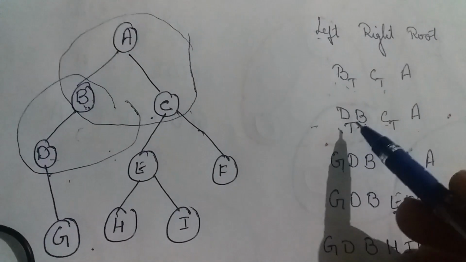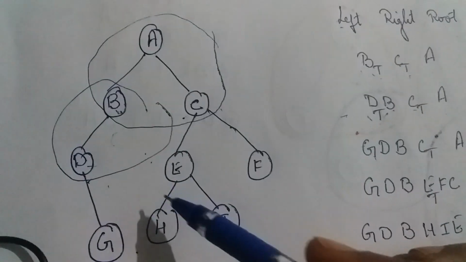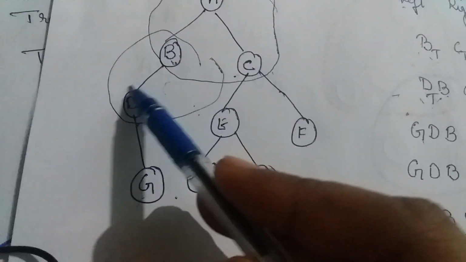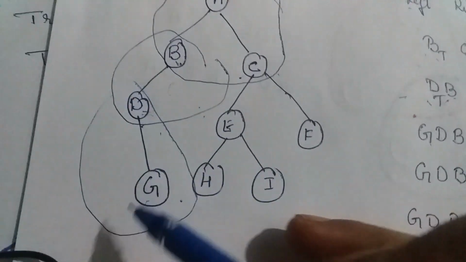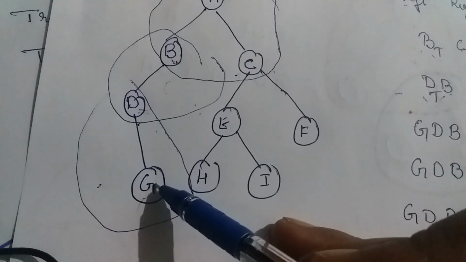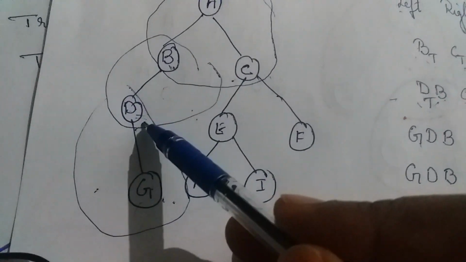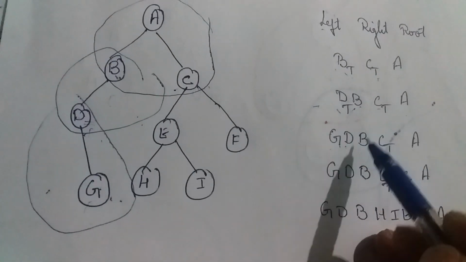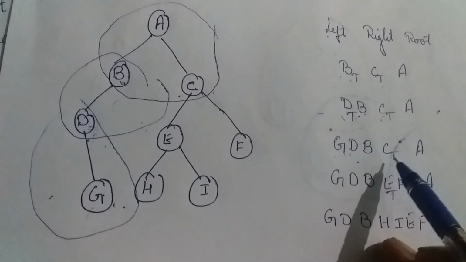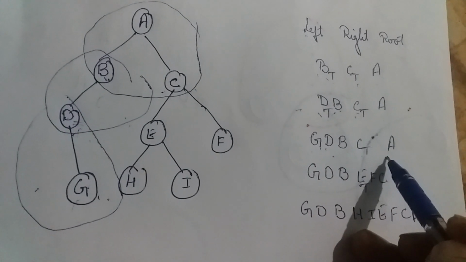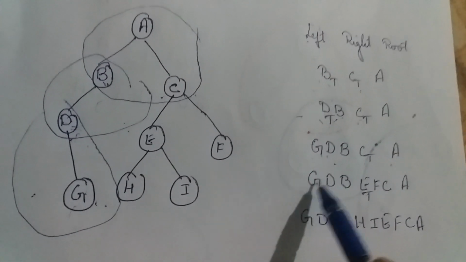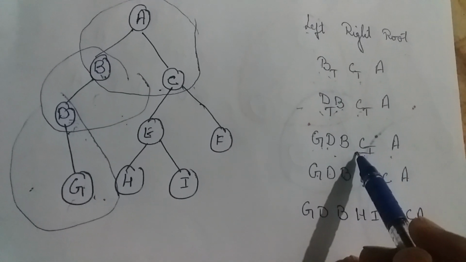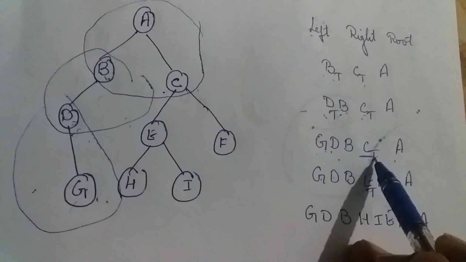Again in the next step, D has to be traversed. So if I take this subtree here, left does not exist, right is G, then root D, so GD. Here I have written GD. Then B is copied, C is copied, A is copied. Then in the next step, G, D, B is written like that only. Then I have to consider the root node CT because it has to be traversed here.